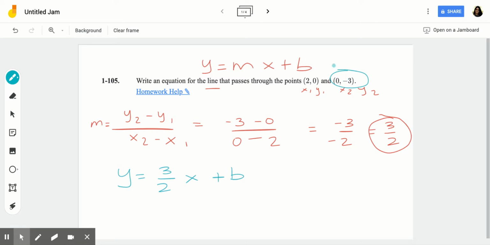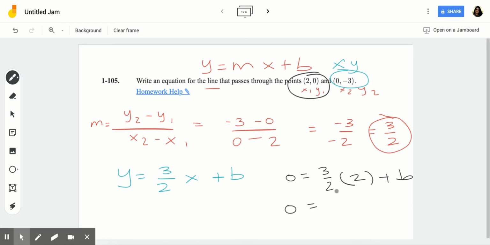Well, you would take this x and this y and plug it in here. Technically, you can use either point. So let's say I don't want to use that point; I'm going to use the other one. So I'm going to plug this one into this equation. 0 is the y, so 0 equals 3 over 2 times x, where x is 2, plus b. So I took this point and plugged it in here.